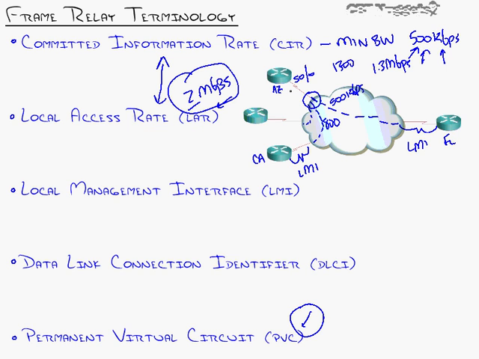Arizona is connected to California, Florida, and we'll say Texas. That's our three PVCs. But Florida is not connected directly to California. It has to go through Arizona to get there. This is actually known as a hub and spoke frame relay design. Again, we'll talk about that more later. The main thing I want to focus on is the PVCs.